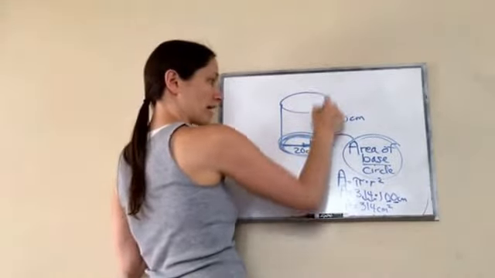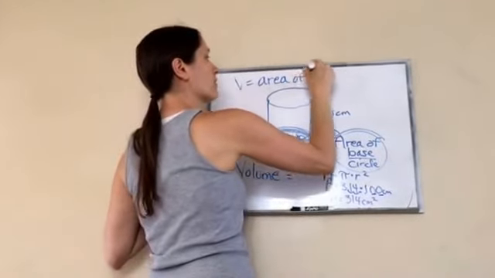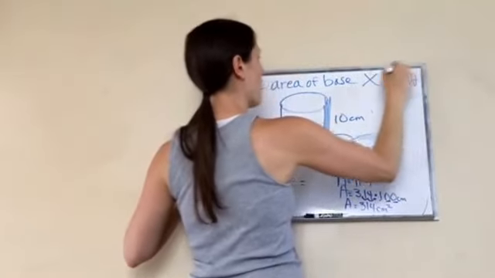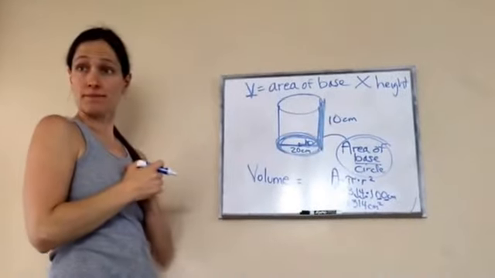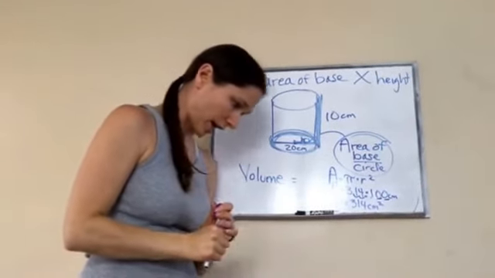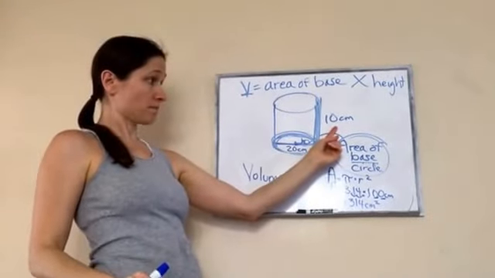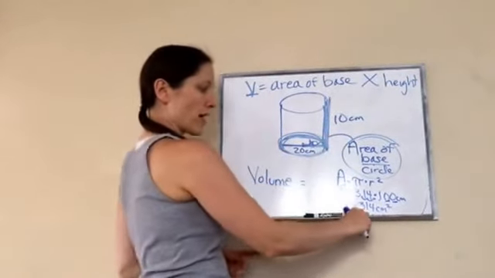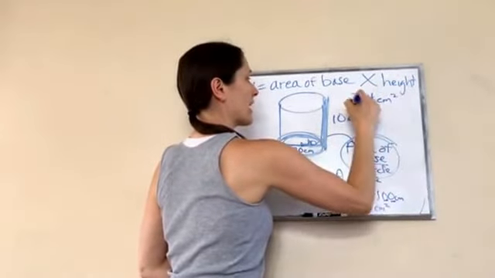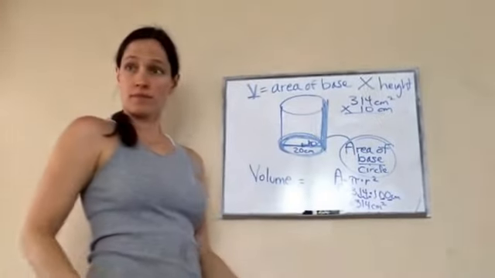Now we have to multiply times the height, because volume equals the area of the base times the height. That's what volume is. Got it? And what is my height on this one? 10 centimeters. So I take this 314 centimeters squared, and I'm going to multiply it by 10 centimeters.